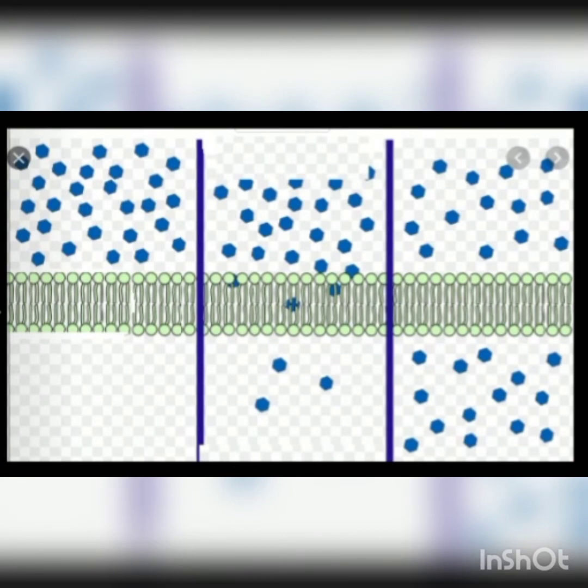So now let us study about the permeability of membranes. I told you that the plasma membrane is semi-permeable. What does the term permeable mean? It means to allow something to pass through. There are three types of membranes: permeable membranes, impermeable membranes, and semi-permeable membranes.